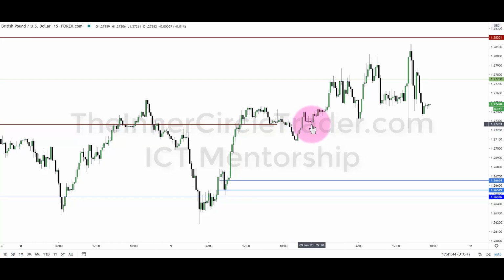This is what I'm talking about. You want to see that type of reaction. I love seeing the imbalance left imbalanced. And I'll say that again. I like seeing the single candles that create a fair value gap left open.